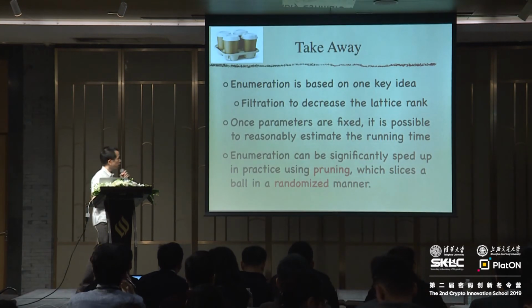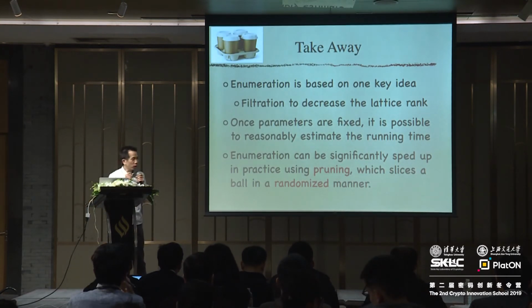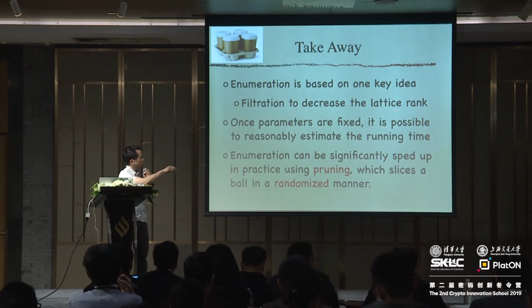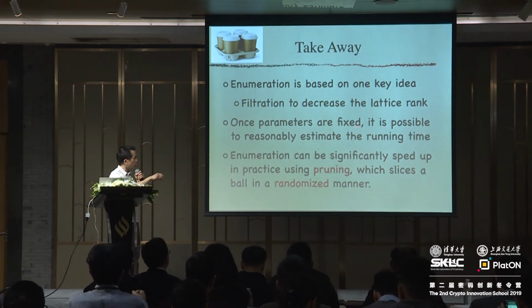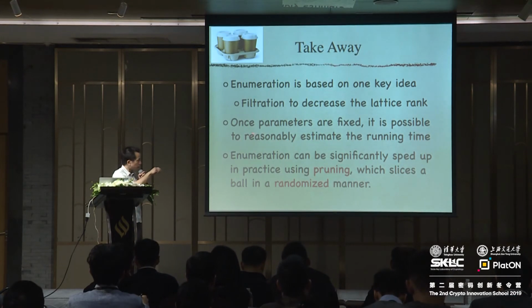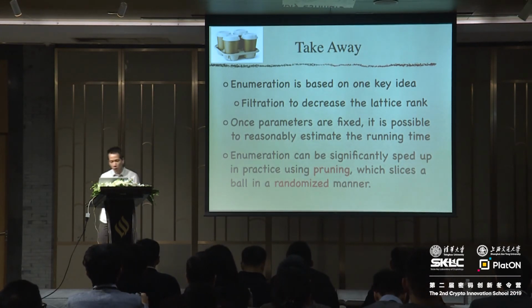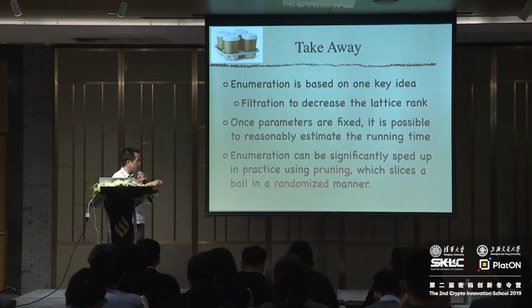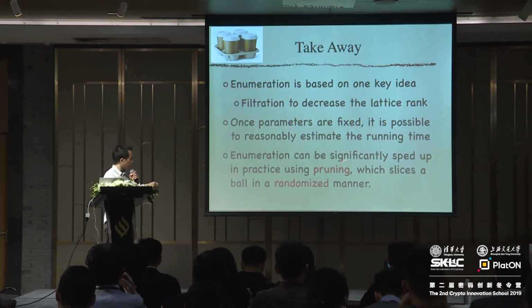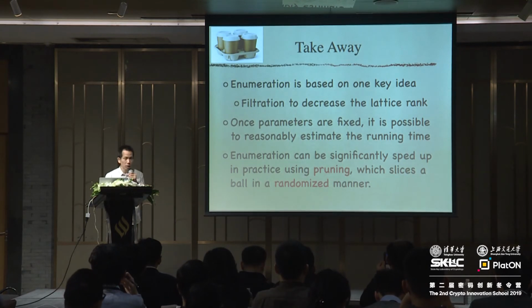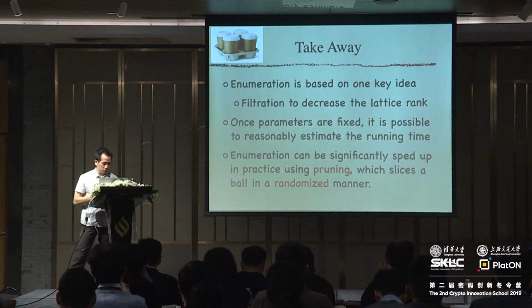So this is the takeaway. If you want to do enumeration, you only need one key idea, filtration, to decrease the lattice rank. And once you choose all the parameters, it is possible to reasonably estimate the running time without running the algorithm. One thing I didn't mention though is that it's possible to speed up the algorithm in practice significantly using pruning. And pruning is just a way to slice the ball of radius r in a randomized manner. So there's a trick to make things much faster in practice.